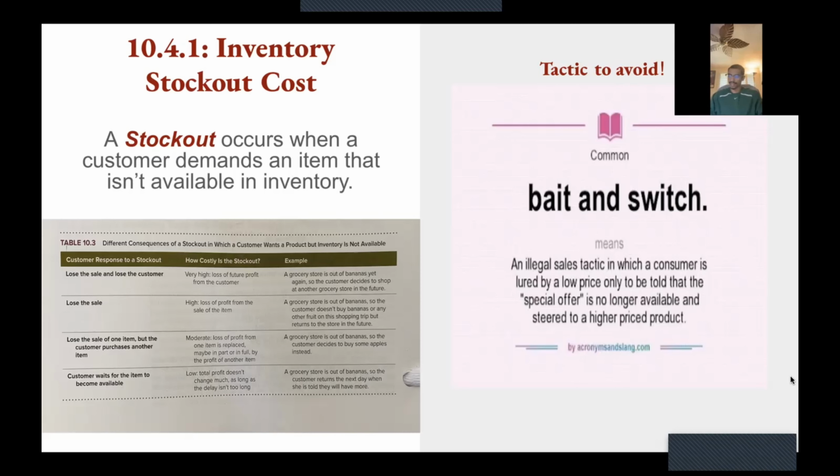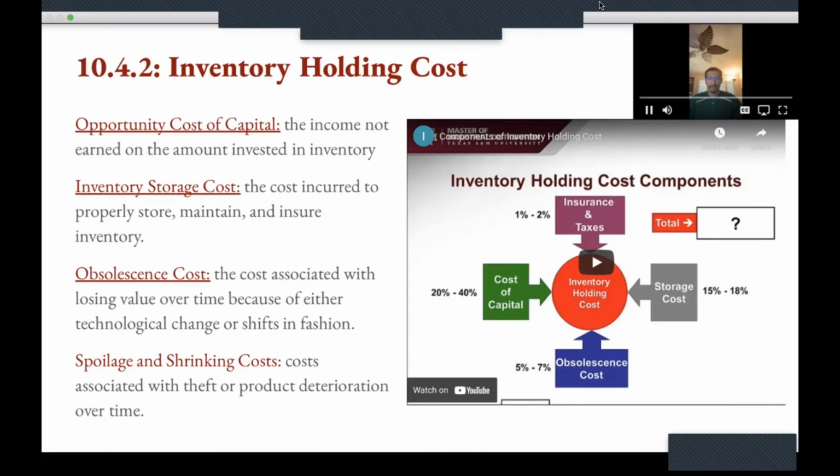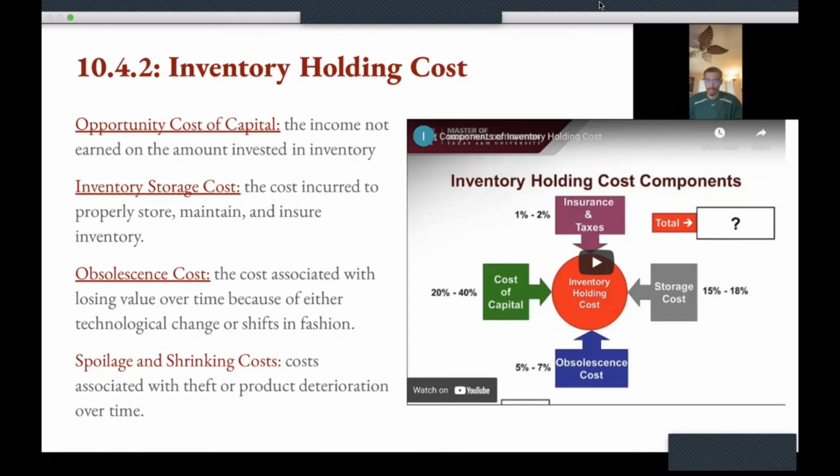Then the firm needs to make sure it has inventory available most of the time, if not nearly all of the time. On the other hand, if customers are willing to wait for the firm's product, then carrying inventory is clearly less important. And for the next section in chapter 10, we have section 4.2 titled Inventory Holding Costs.